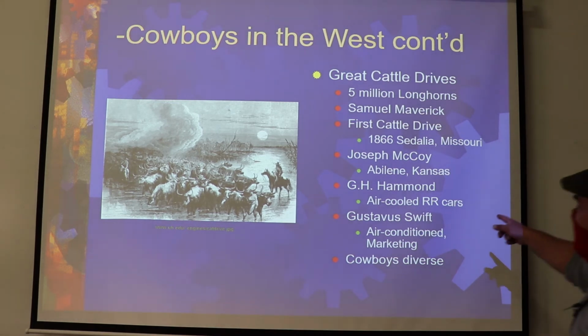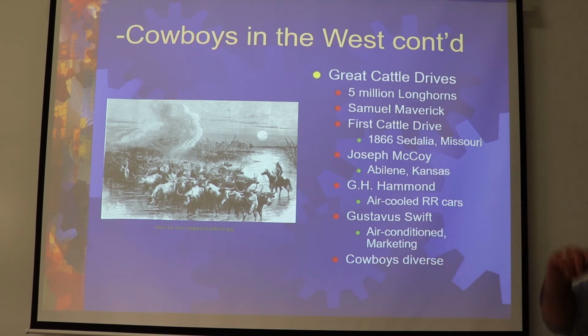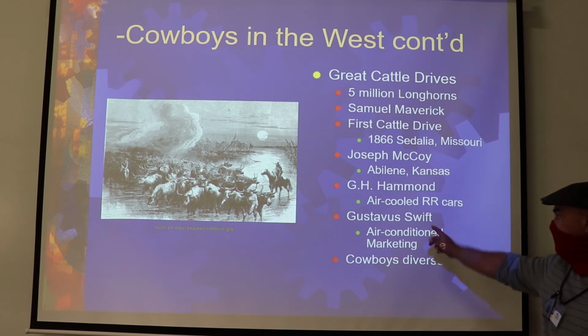But with G.H. Hammond, he developed the air-cooled railroad cars, which could keep the meat kind of refrigerated, but it would stay good long enough so that it could be killed and slaughtered earlier and then taken to the northern markets. And that's what made Chicago. It had a lot of slaughterhouses in it.